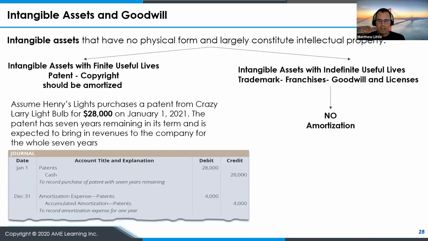So in this case, on the patent, for example, if we bought a patent from another company and we paid $28,000, we would debit our patent for $28,000 and credit our cash because we paid them cash. If we expected that patent would allow us to bring additional revenues for 7 years, we would use 7 years straight-lined for that patent amortization. So we'd have an amortization expense for patents, a debit for $4,000 for the first year, and a credit to the accumulated amortization for that first $4,000. And that would continue for the full 7 years.